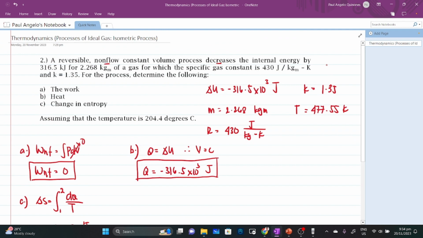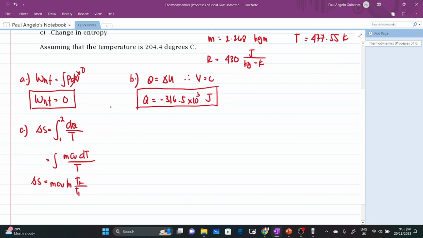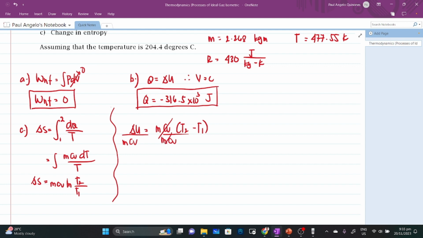How are we going to solve for T sub 2? Very good. We can manipulate the change in internal energy. So let's write it here. We know that the change in internal energy is equal to m cv times (T2 minus T1). So we need to solve for T sub 2 by dividing both sides by m cv. Therefore, T sub 2 is equal to delta U over m cv plus T sub 1.